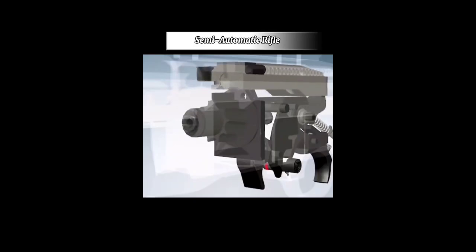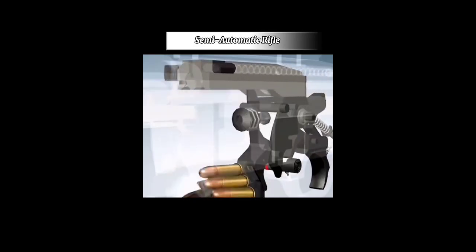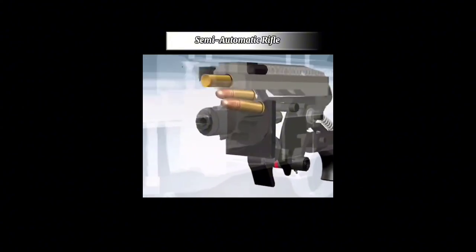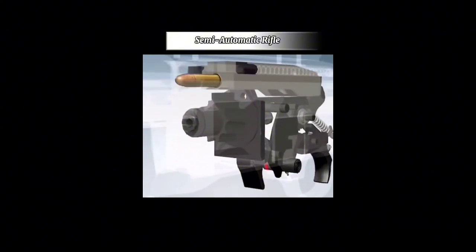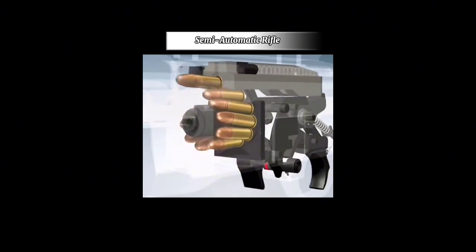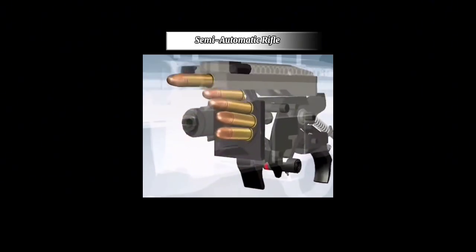Semi-automatic rifle functions by utilizing the energy from each shot to automatically eject the spent cartridge and load a new round into the chamber, allowing for rapid follow-up shots with a single trigger pull.